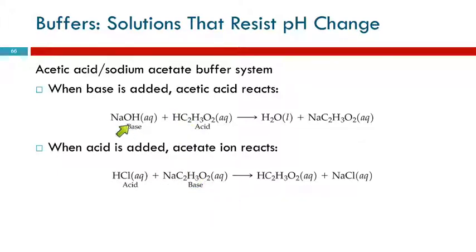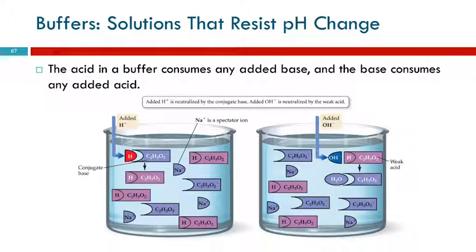If we add a base like sodium hydroxide to this solution, the acetic acid will neutralize it, becoming sodium acetate. If we add acid to this solution, the acid will react with the weak base and neutralize it and form acetic acid. So let's look at a picture version of this.